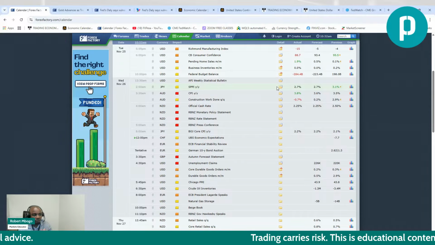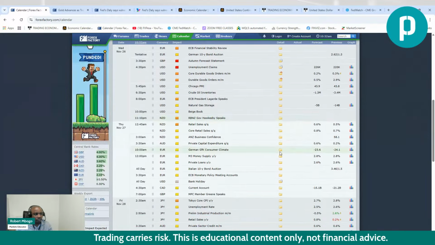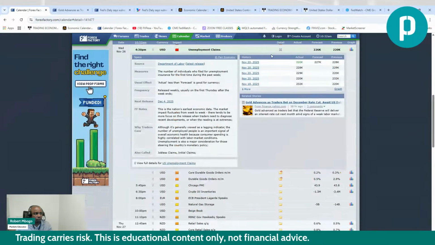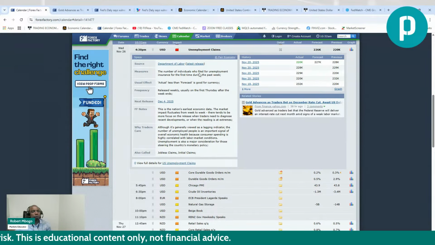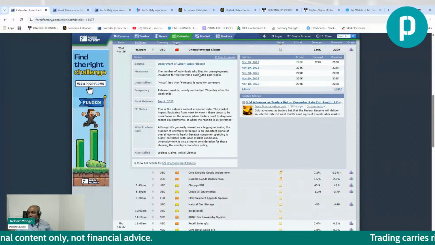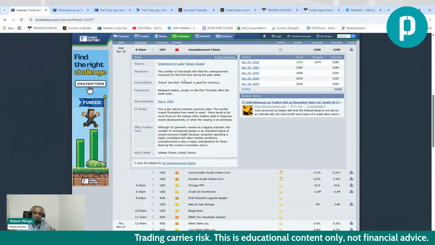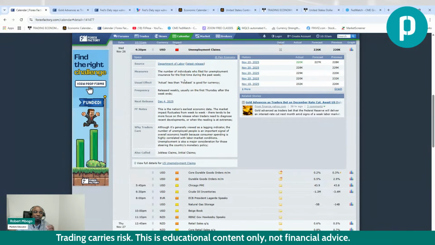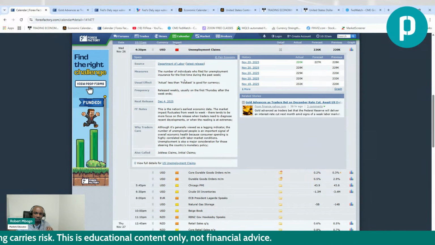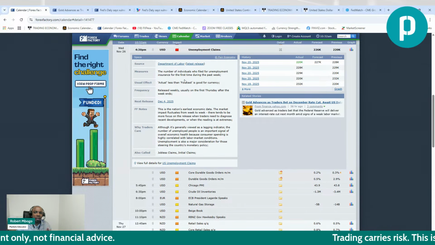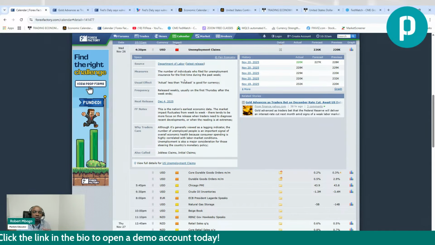We now have the unemployment claims data, which is the most important data as we go into the New York session. Remember, currently the New York session is opening at 4. So what is this basically? It's the number of individuals who filed for unemployment insurance for the first time during the past week. It's very important because this shows you how healthy the labor market is or is not, and it all goes back to the economy.